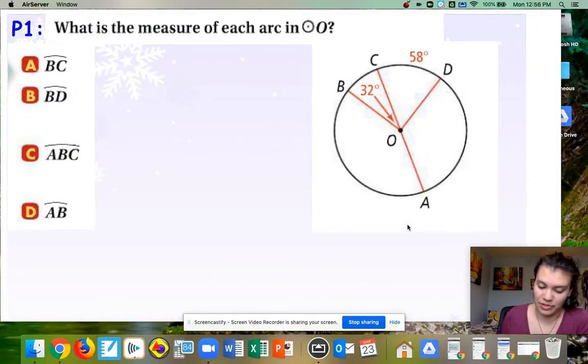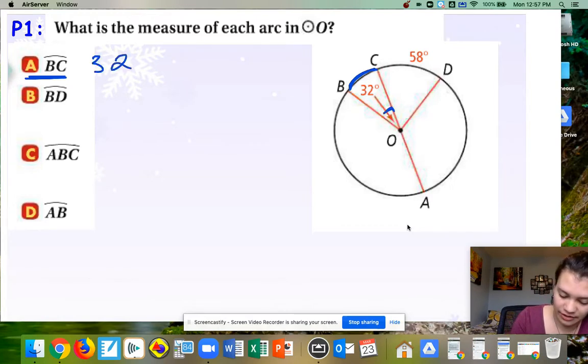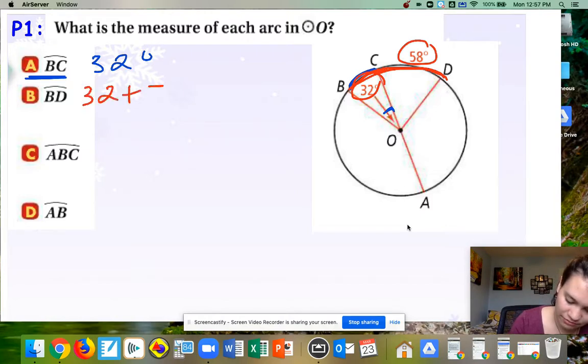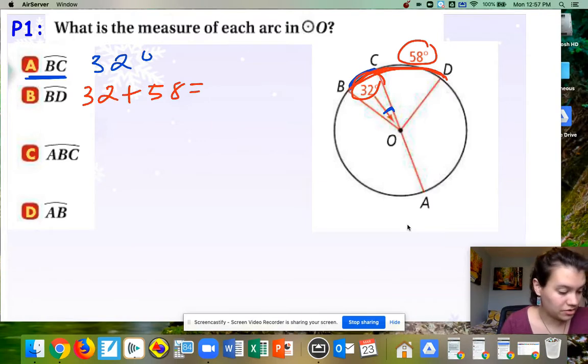Here, this first problem, it wants us to figure out the measures of each of these, so what do they equal? The first one, we're looking at BC, so it's this chunk right here. Again, the measure of the arc is the same as the measure of the angle, so if the angle is 32, the arc is also 32. And then if we want to find BD, you want to go from B to D, so we want this one, we can take the 32 plus the 58 to get our measure. So 32 plus 58, and you should get 90 degrees for that one.